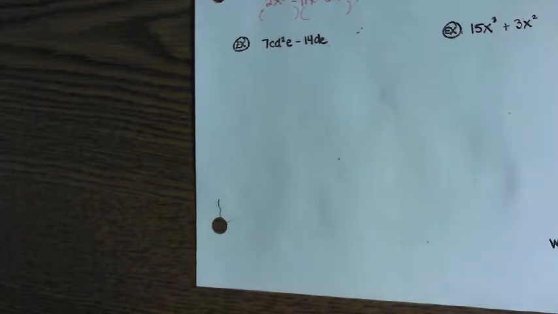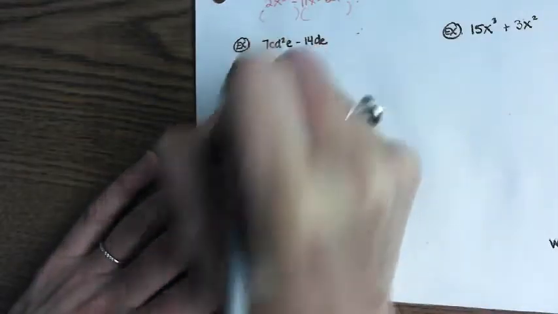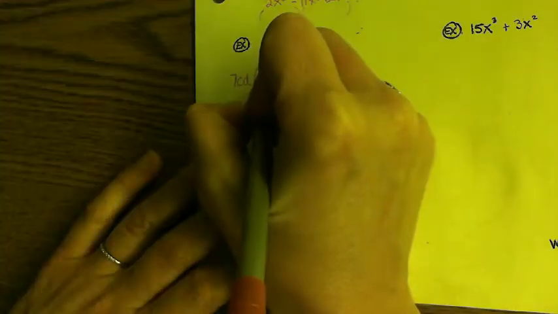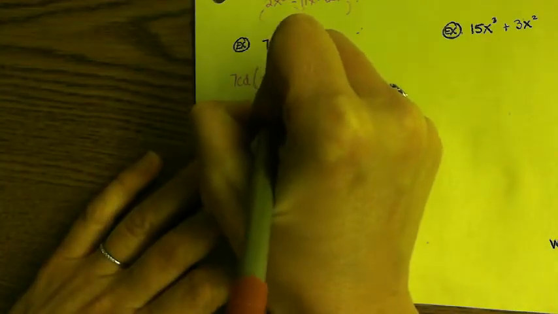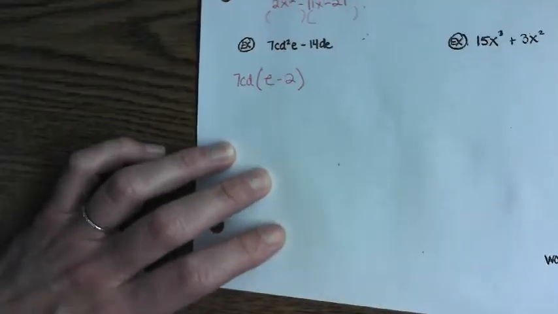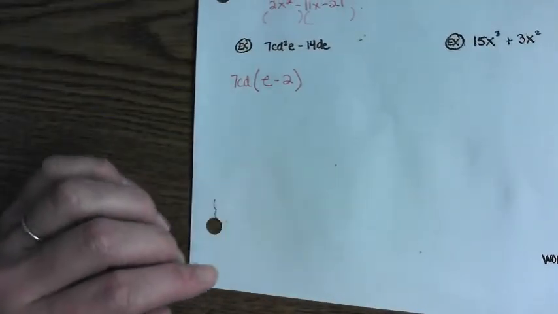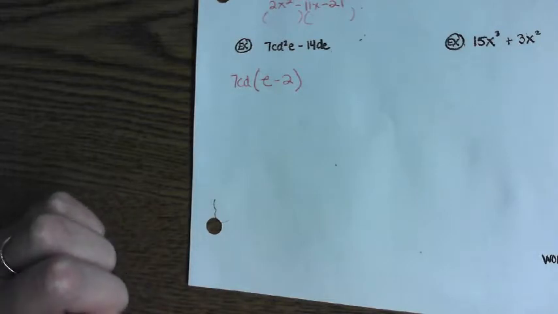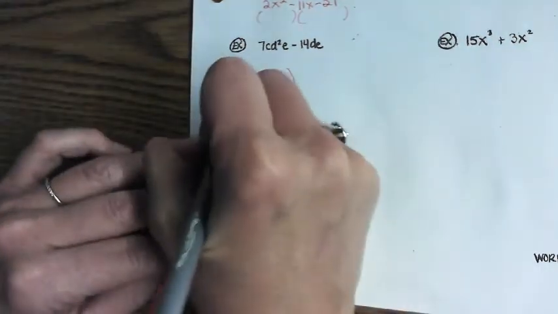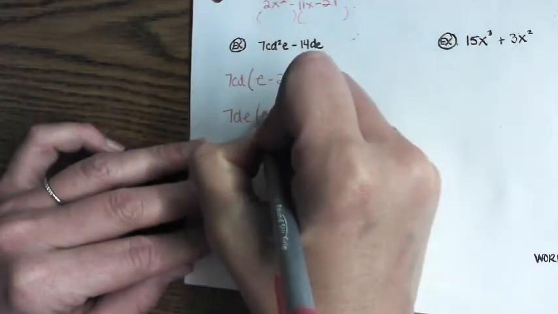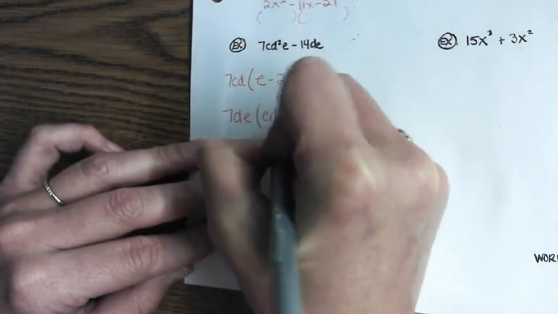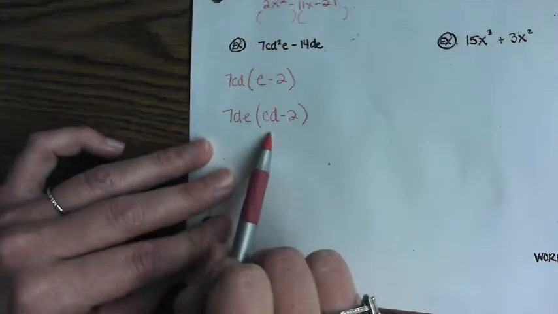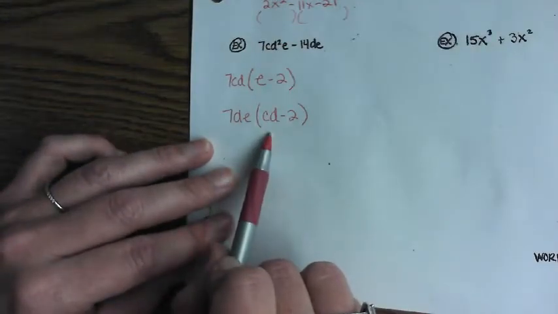Chris Brooks. 7CD. E minus 2? Yeah. Did anybody get anything different? Uh-oh, Chris. Alexa? 7DE parentheses, say that again. Did anybody get anything different than that?